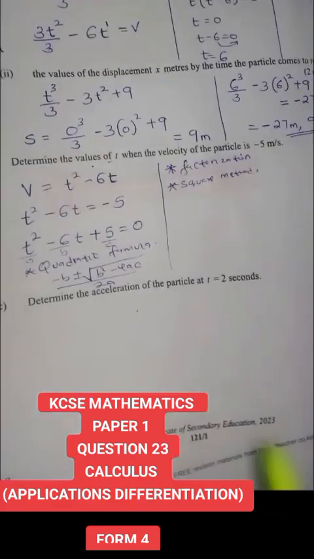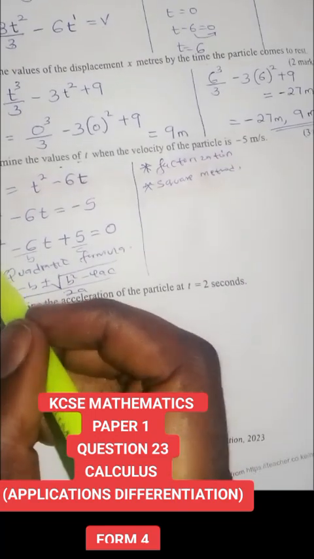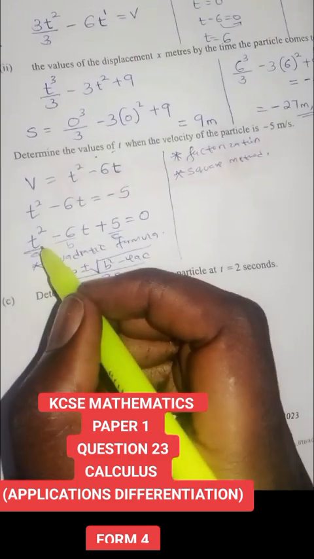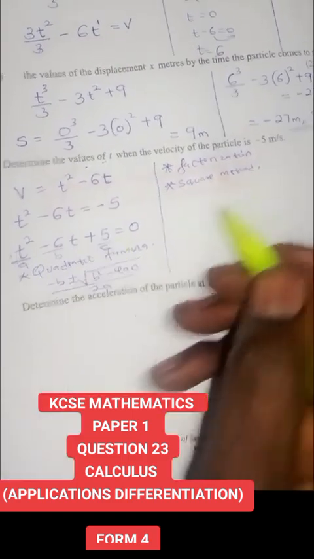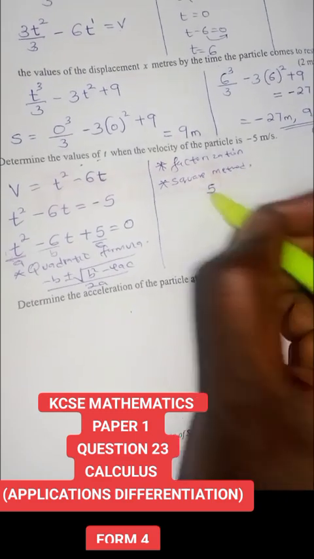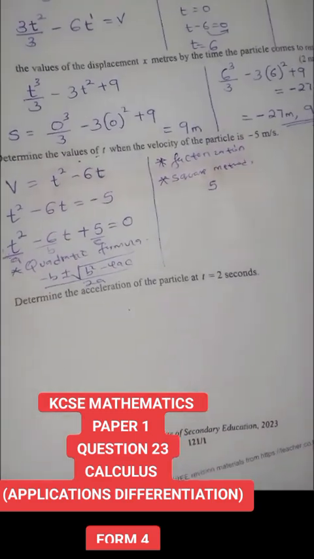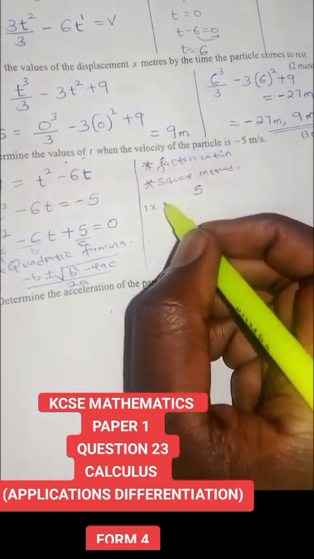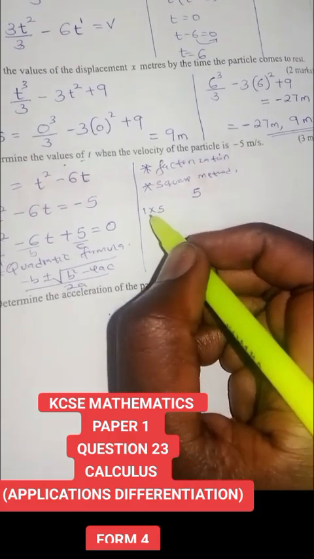So you are the one to choose which you are good at. So let me use the factorization method. I take the first value and the last one, which we call a and c, the number 1 times 5. So I have the number as 5. Then I look for factors of 5. The factors of 5 that will give me 5: 1 times 5 only.